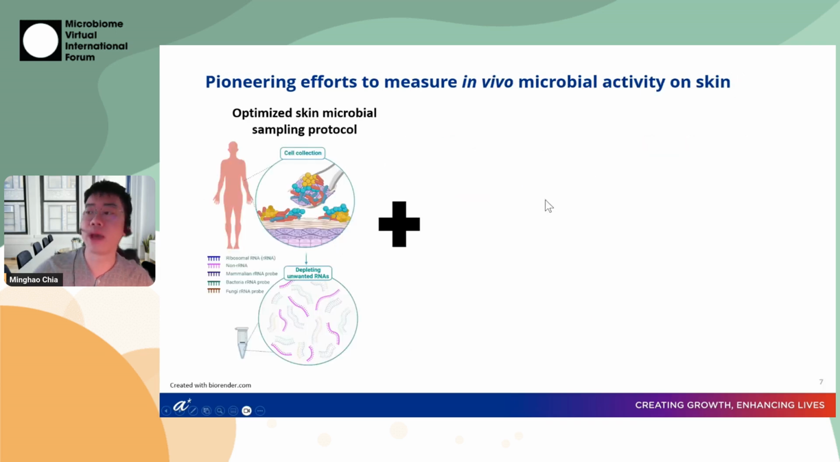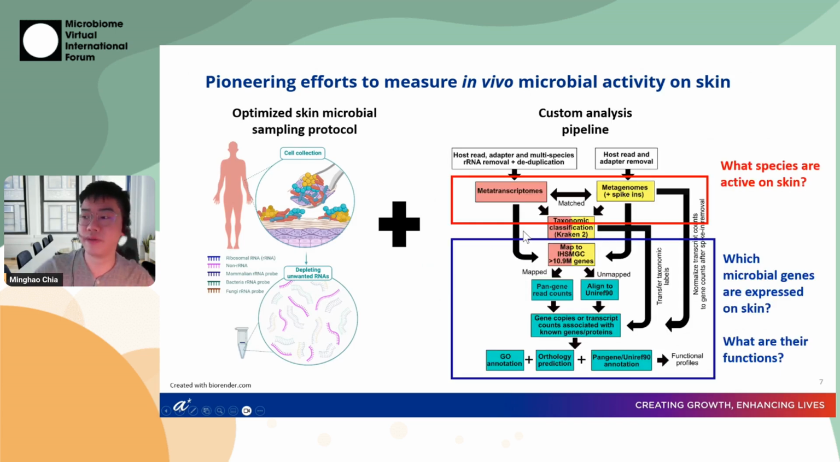We also had to then combine our experimental protocol with a computational pipeline that is customized for analyzing the skin metagenome and metatranscriptome, using a more comprehensive gene catalog that's customized for skin with both Asian and Western representation. This workflow allows us to track which species are active on skin, which microbial genes are expressed on skin, and what their possible functions are. And this is all hosted on GitHub, so you can actually use this pipeline for yourself as well.